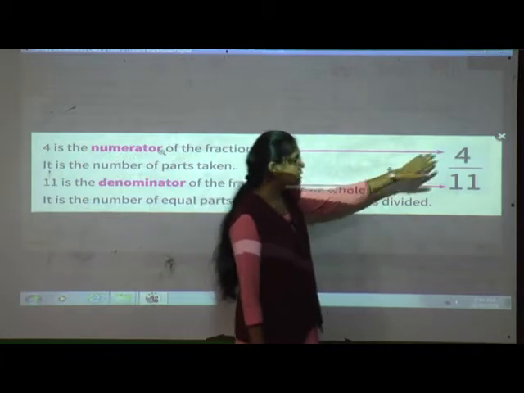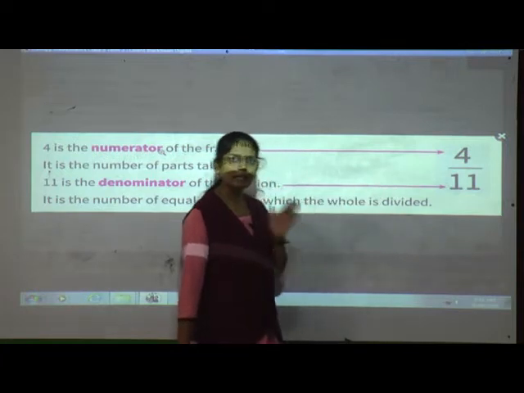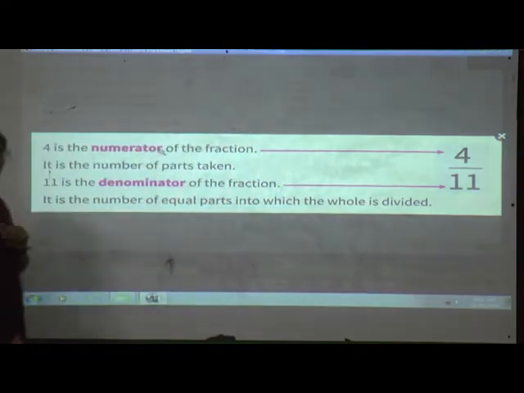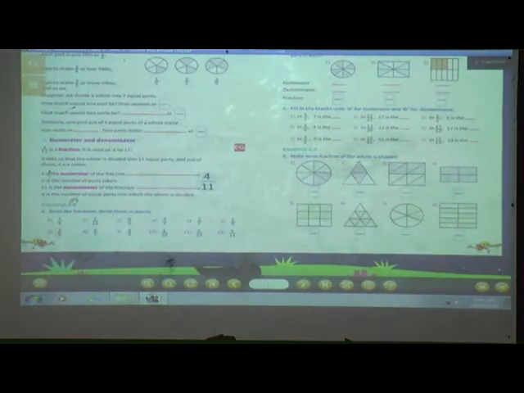Okay. And this 4 means what? The parts taken away from the total number of parts, that is called the numerator. So in this example, 4 is the numerator and 11 is the denominator. Once again I will tell you, numerator means what? It is the number of parts taken. And denominator means it is the number of equal parts into which the whole is divided.